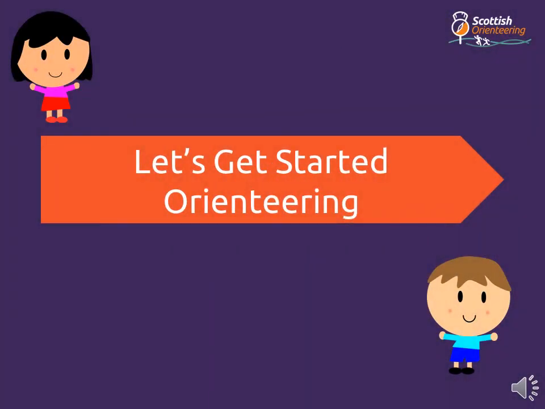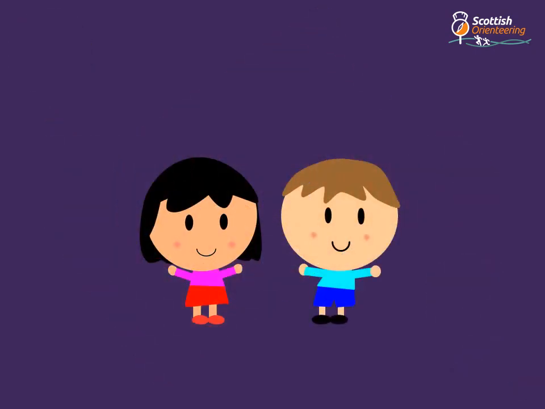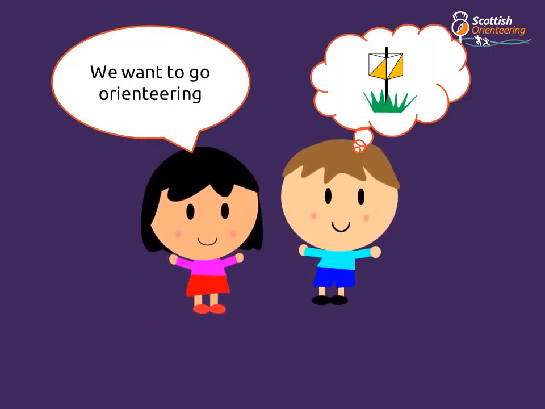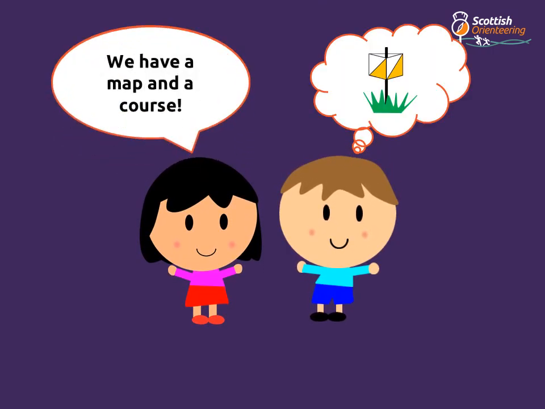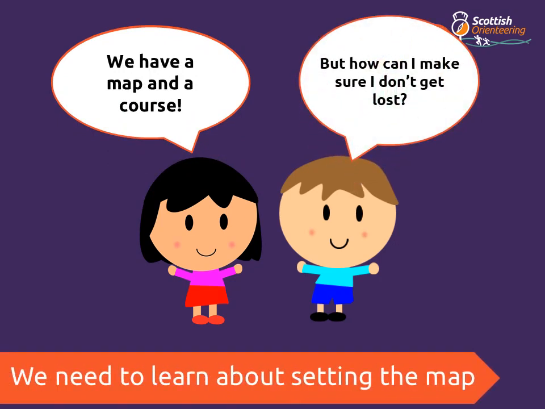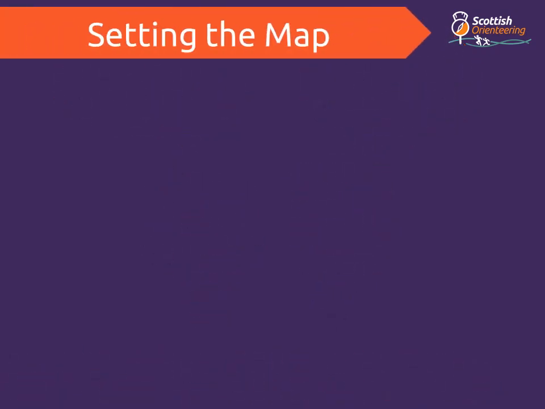Welcome to part 3 of our introduction to orienteering, where we will be looking at setting the map. So far we have been considering what we need to go orienteering. We now have our map and a course, but how do we make sure we go to the correct place and don't get lost? So we need to learn about setting the map.